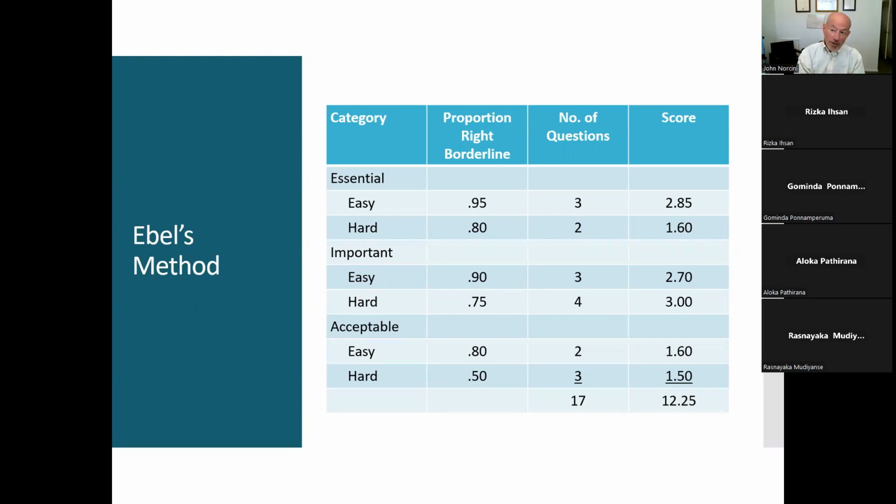The other thing I would point out about this is once you've done this once and you have a proportion right, a borderline for the categories, you don't need to do this every time you do an exam. All you'll need to do is categorize the items, and then the proportion right borderline number applies to those. So what you're doing is making a judgment about a whole category of items, and you don't need to make that judgment every time you do the test. Does that make sense?